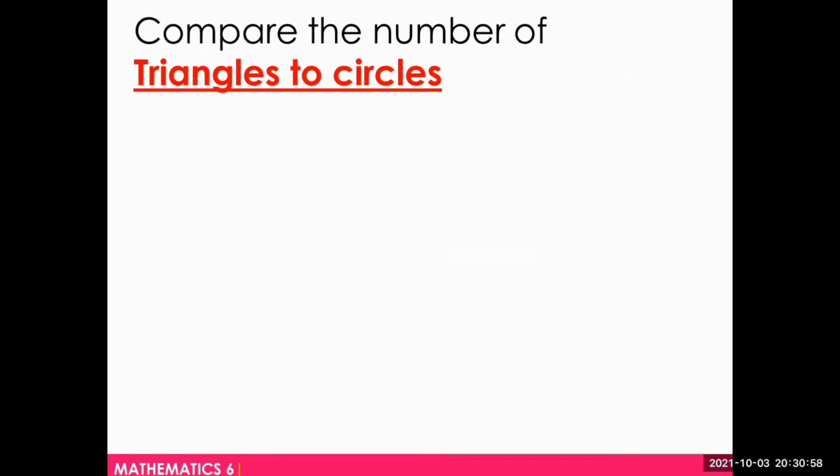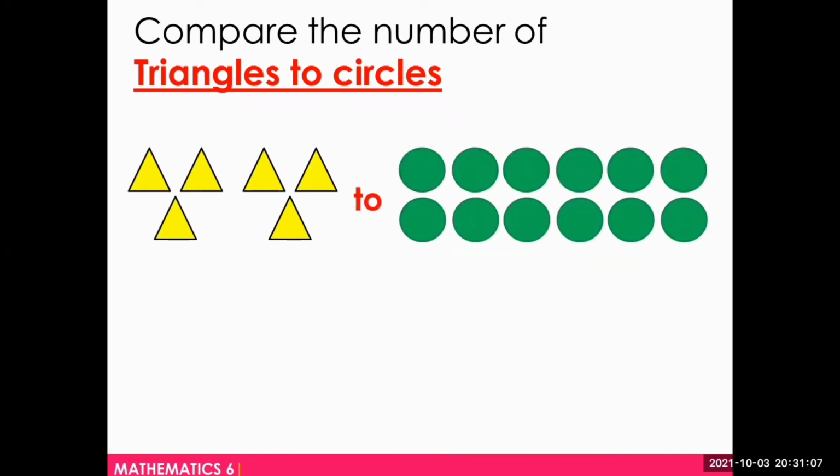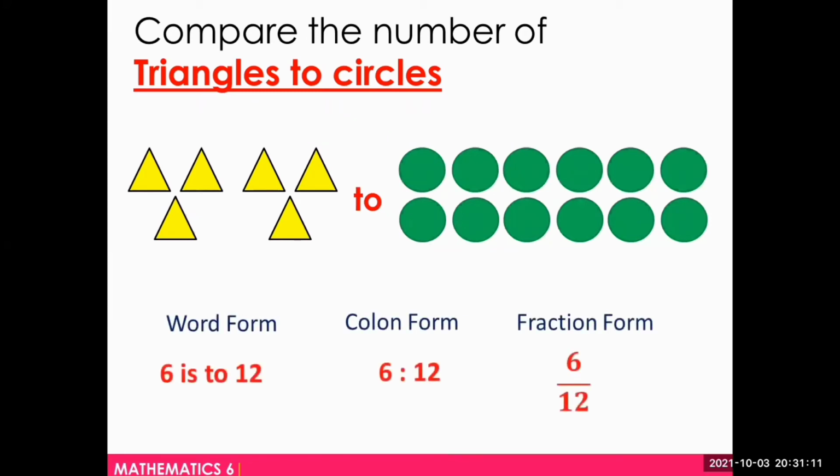I-compare naman natin ang number of triangles to circles. Number of triangles, 6. Number of circles, 12. Word form, 6 is to 12. Ganon din sa colon form at sa fraction form. Ang bilang ng lahat ng shapes ay 18. 6 na tatsulok at 12 na bilog.